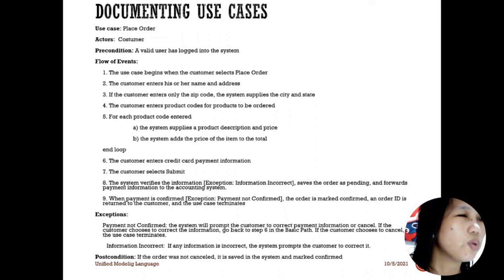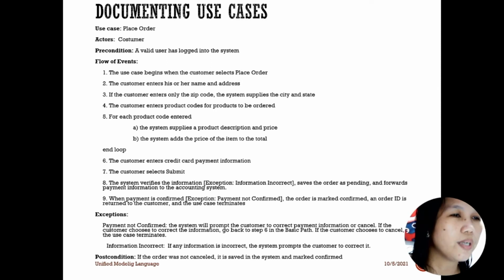So what are the flow of events? The use case begins when the customer selects place order. The customer enters his or her name and address. If the customer enters only one zip code, the system should supply the city and state. The customer enters the product codes for the products to be ordered.